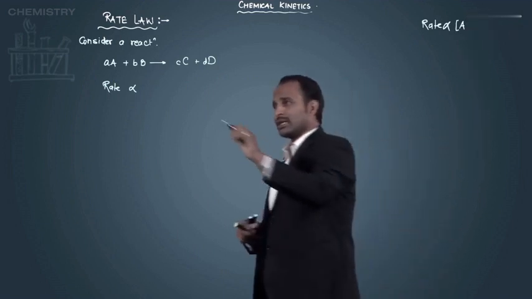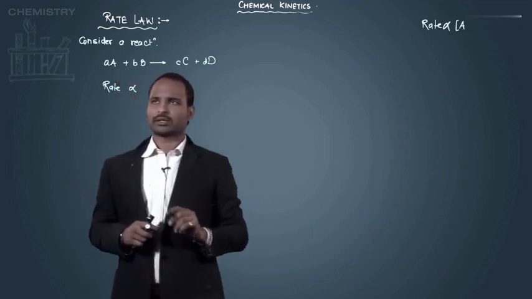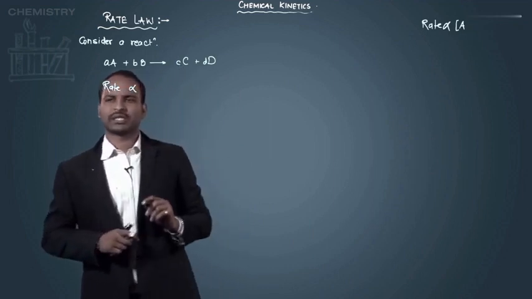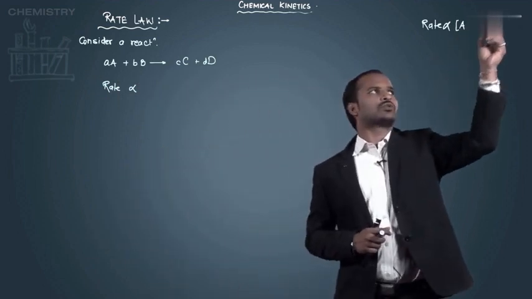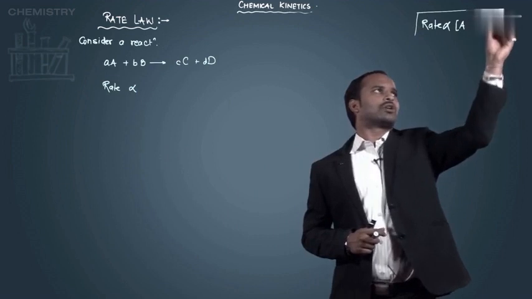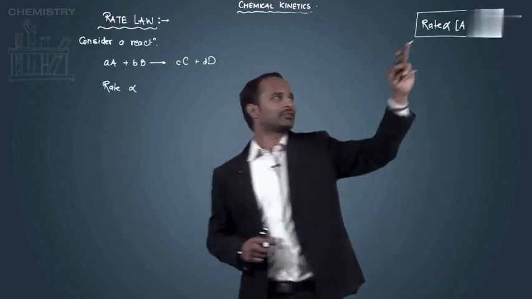So in this reaction, capital A and capital B are reactants, capital C and capital D are products. These are components, while small a, b, c, d are the coefficients. So [A] raised to a and [B] raised to b. This was the law of mass action, which tells us about the dependency of the rate of reaction on the concentration of reactant.